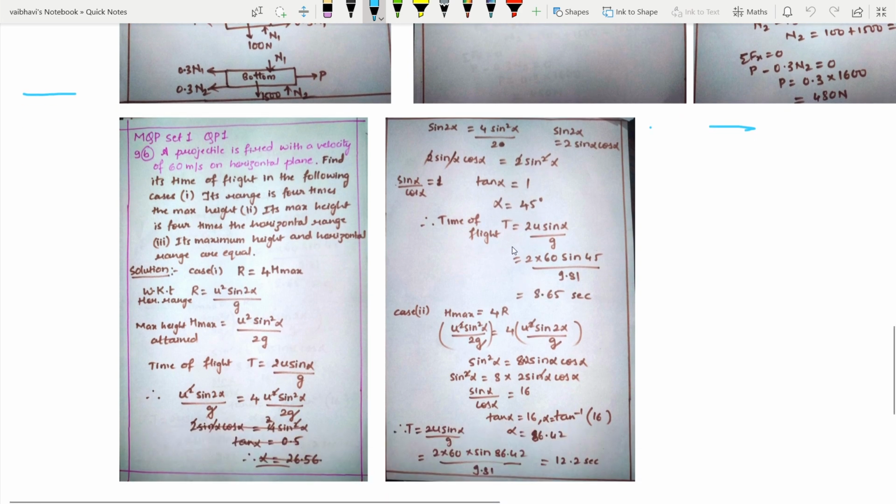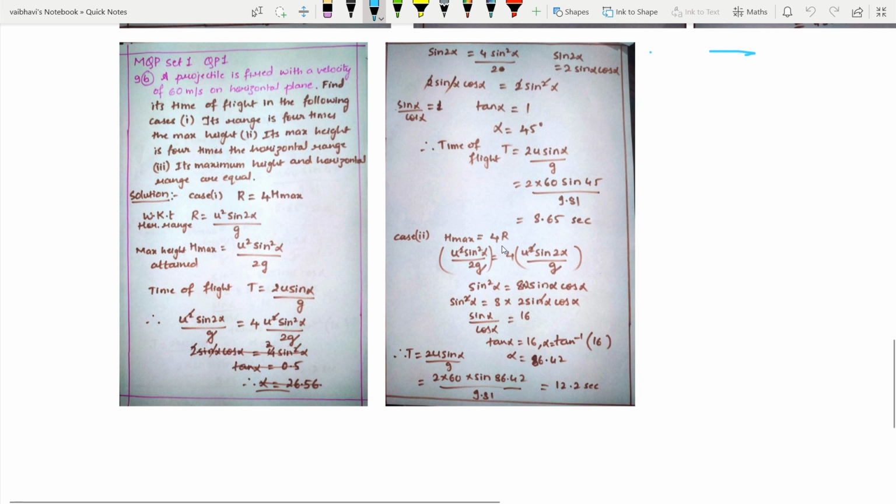So time of flight t equal to 2u sine alpha by g. Substituting u equal to 60, alpha equal to 45, g equal to 9.81, you get 8.65 seconds, that is the time of flight. Then for the second case, H max is equal to 4R.